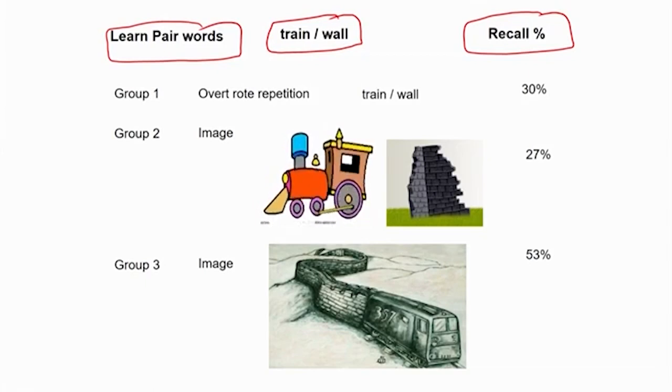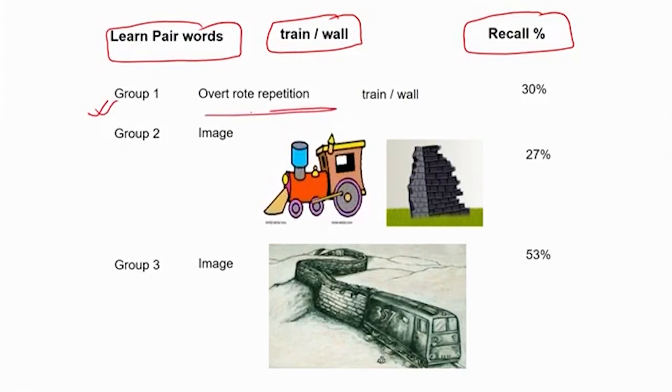Now, three groups were asked to do that. In the first group, there is overt rote repetition. People are shown "train" and "wall" and are asked to recall this word pair. This is just one entry of the list; there are several entries. So the first group will only see "train" and "wall," and this is a verbal code.